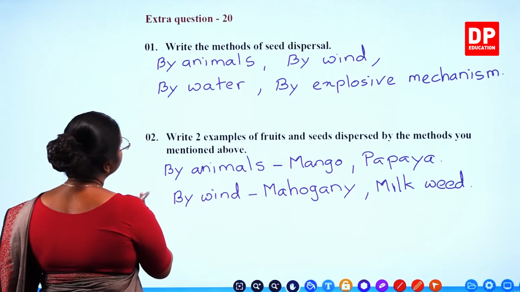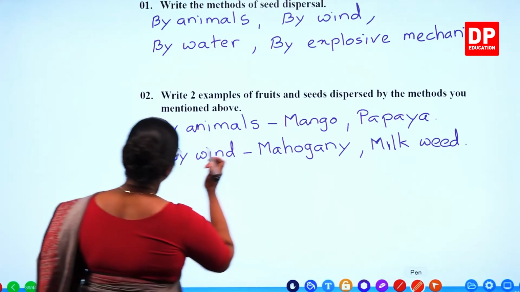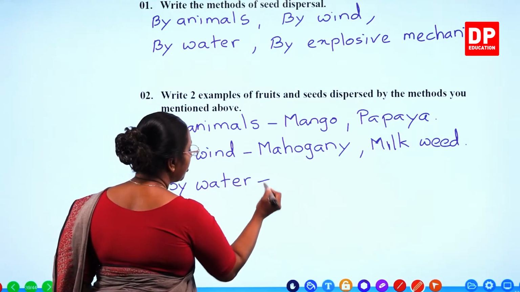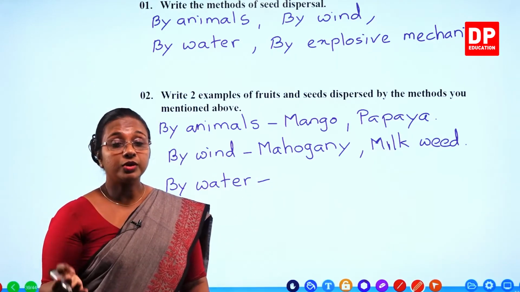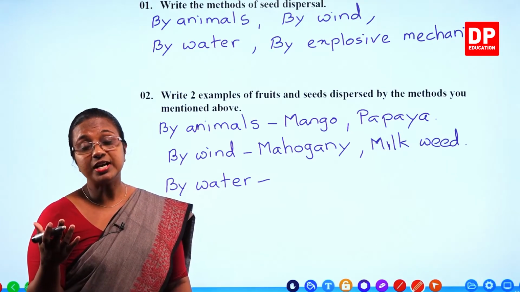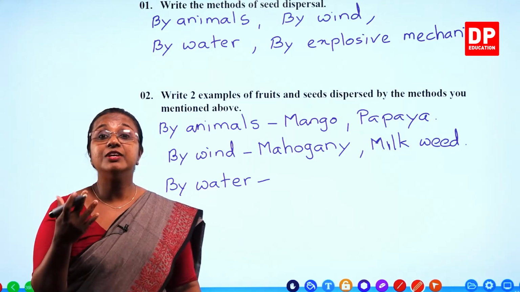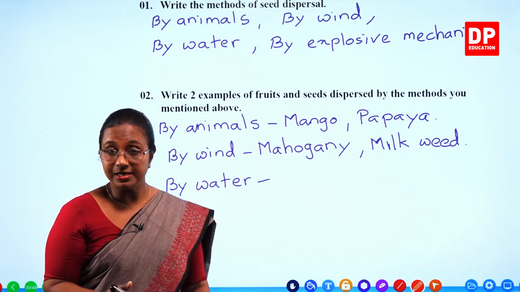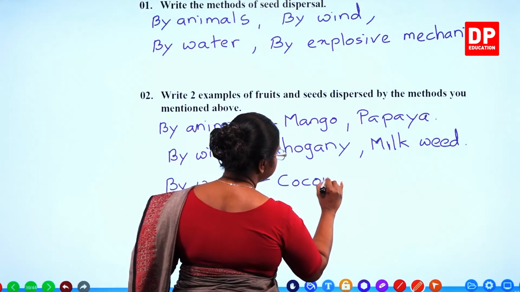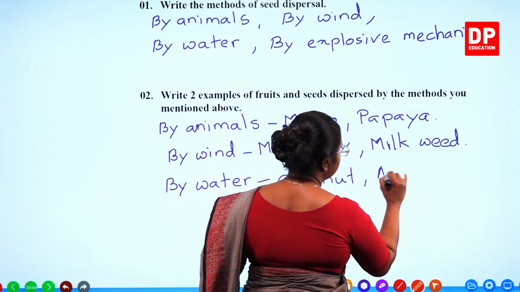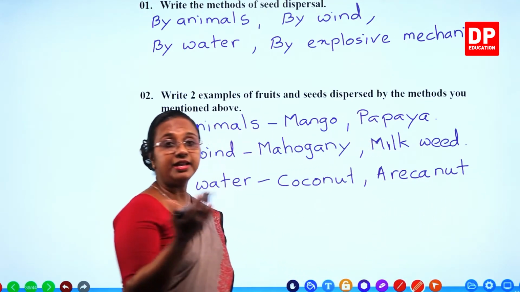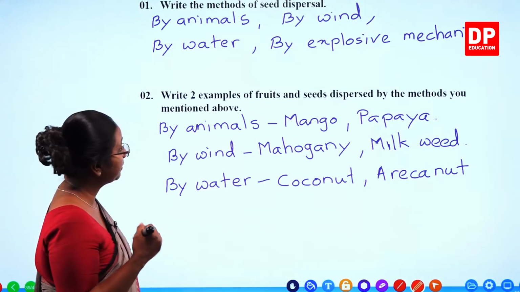Then we have 2 more methods. By water. By water, what are the fruits? Coconut, arecanut, Ceylonese almond, all those are dispersed by water. Even lily, lotus, all these are dispersed by water. So by water, coconut, then arecanut. You can write any other 2 examples as well.